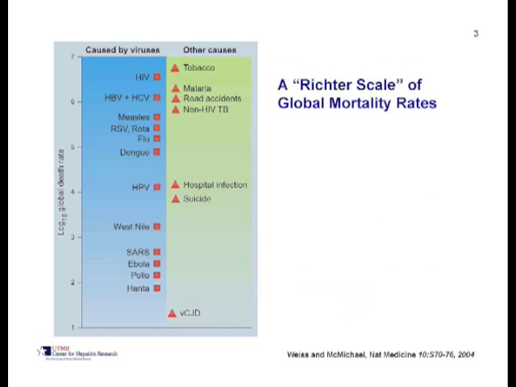And this is one of my favorite slides. I'm not sure that the data are accurate, but I like it because of the way it shows things. This is from an article in Nature Medicine about 6 or 7 years ago that compares the global death rate due to viral infections and other causes. If you look, hepatitis B and hepatitis C show here at a level of 6 on a Richter scale, and I imagine that's a logarithmic scale. We're talking about an equal number of deaths as road accidents, somewhere between non-HIV TB and malaria. So these are important infections.